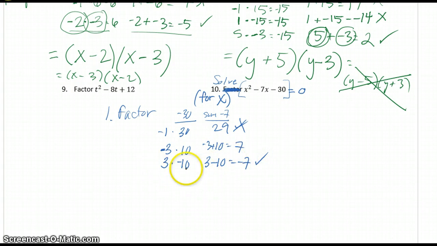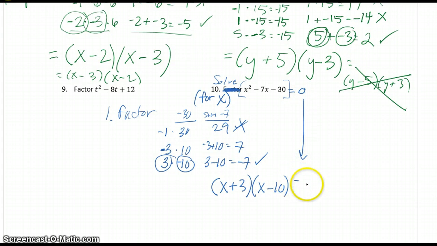So we have found our values for P and Q. So we're going to write this as x plus 3, because we use a positive 3, and x minus 10, since we use a negative 10. But again, this is still equal to 0, because we've rewritten that larger polynomial into two smaller polynomials. So when we solve, now our next step is just to solve for x.